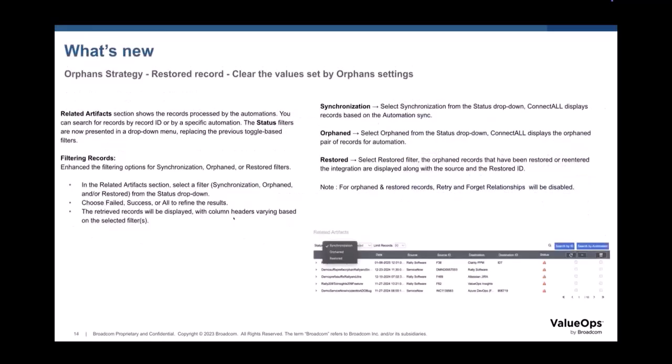And once the record is orphaned, restored, passed, or failed, in the other activity or on the related activities, we have introduced a concept where you can go and see the status. This will be a little different from what we have seen before. Before it was a toggle. Now we have introduced this drop down. You can select this drop down if you want to see whether the record has been synchronized, whichever record has been orphaned, passed, failed, or restored, passed, failed. Those options we are giving on the related artifact.